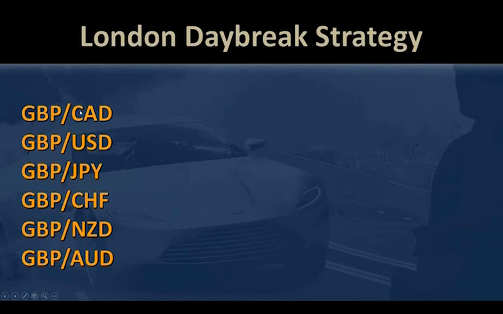If you want to jot this down, these are the 6 currency pairs we're going to be using for the London daybreak trading strategy. It's going to be the Great British Pound Canadian dollar, Great British Pound US dollar, Great British Pound Japanese yen, Great British Pound Swiss franc, Great British Pound New Zealand dollar, and the Great British Pound Australian dollar.